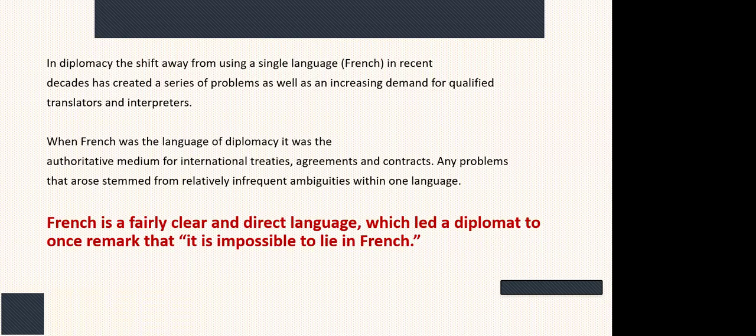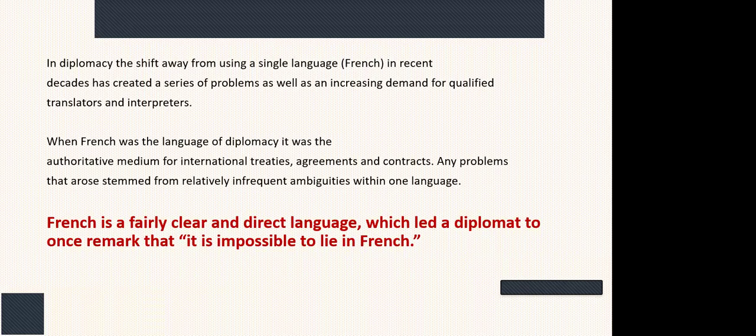So when French was the language of diplomacy, it was the authoritative medium for international treaties, agreements, and contracts. So many of the documents that are still standing or in force among nations are in French because they were drafted and signed in French. So French-English interpreters and translators are the ones needed for this kind of documentation.